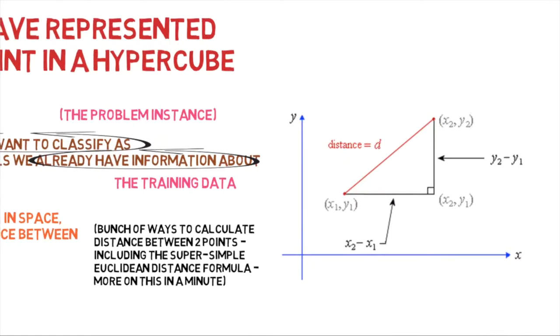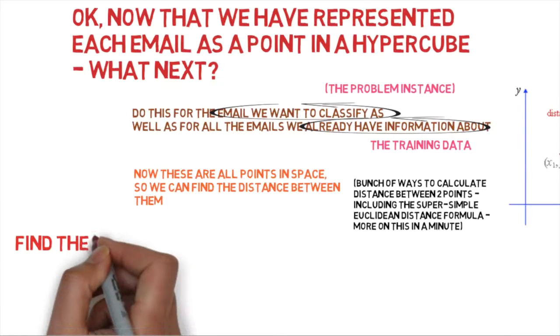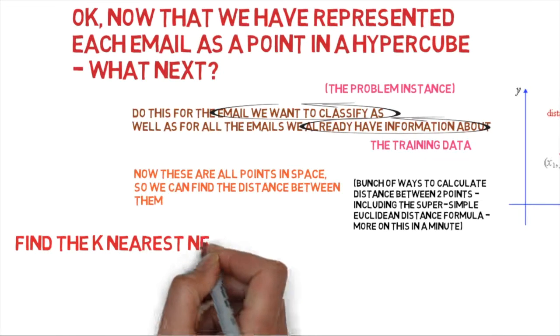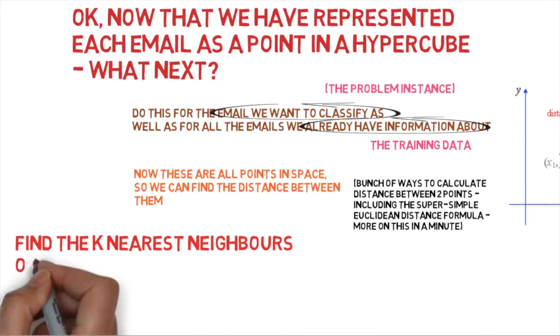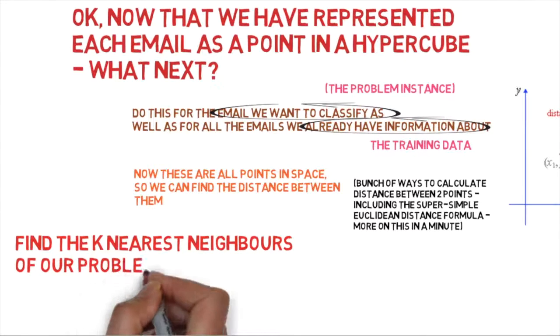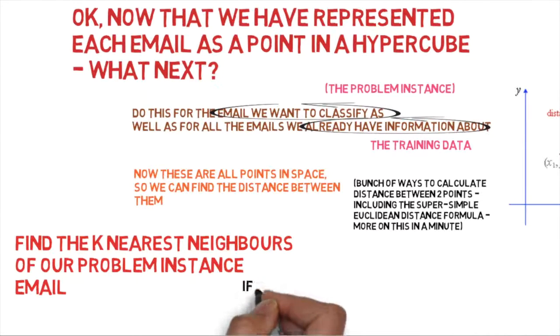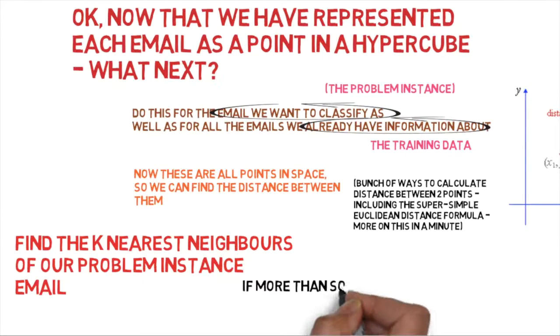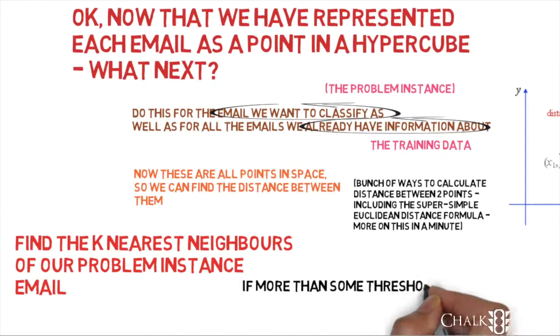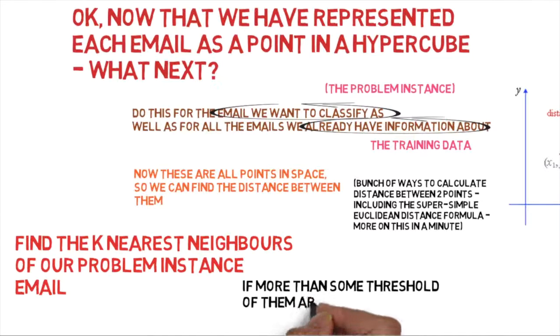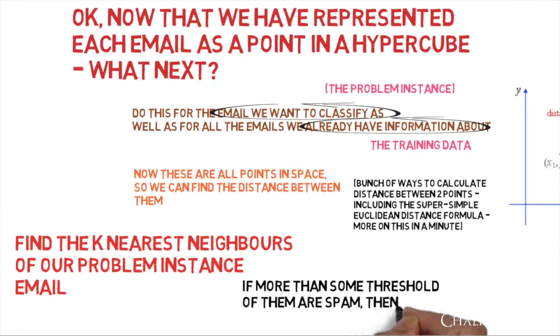Now that we know how to calculate the distance between points, we can find which are the points nearest to the point that we care about. So we'll find the k nearest neighbors. K is a number that you'll have to decide appropriately. Once you find the k nearest neighbors of our problem instance email, if more than some threshold of them are spam, we'll mark it as spam as well. So we'll take a majority vote of the nearest neighbors.